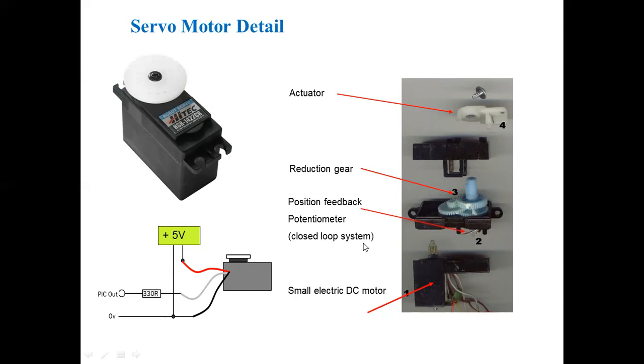A potentiometer is used for a closed loop system. And next, a small electric DC motor is also required. This is the actuator. This is a complete servo motor. Sorry, this is a servo motor. Stepper motor is different, servo motor is different.